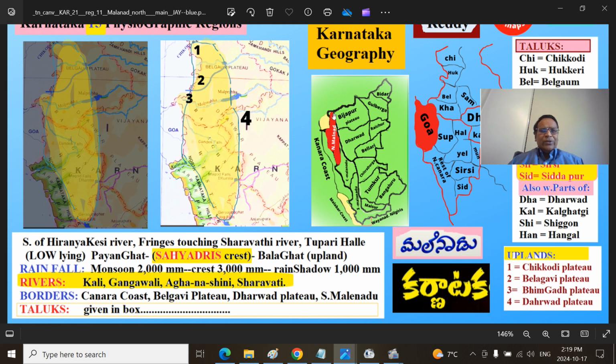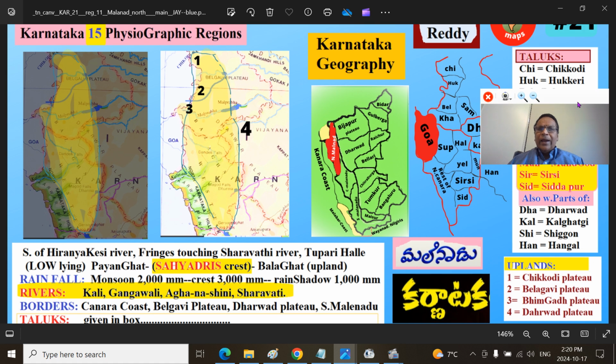This region, the Gomantak or Gokarna region, used to be former Portuguese territory, a Catholic imperial outpost from 1500 to 1961 or so. The eastern part is the Dharwad Plateau, and of course the southern part is the central Malenadu. And it should be the central Malenadu. There is a typo here.